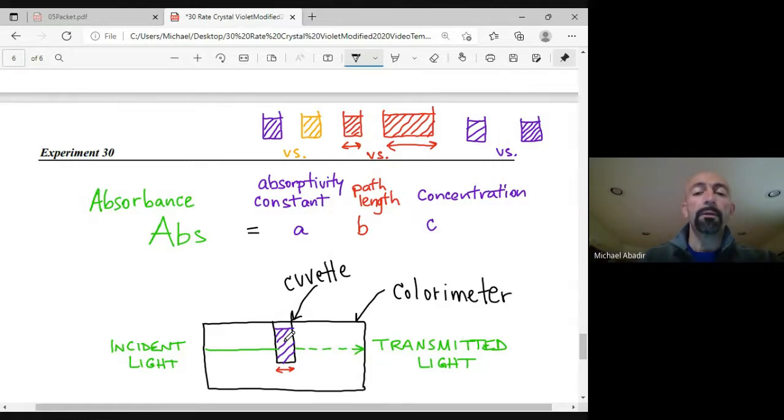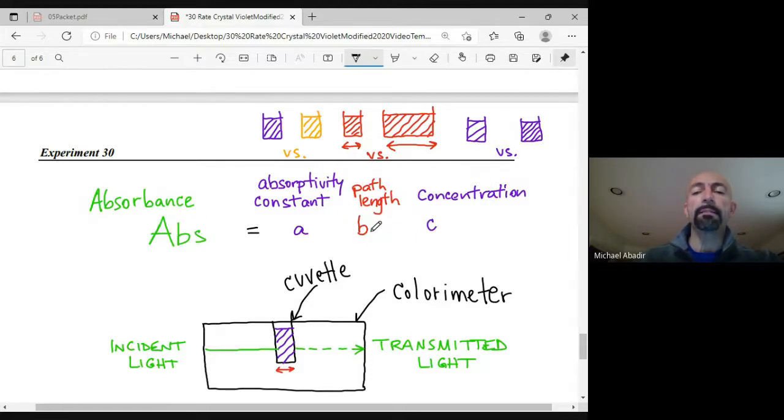So the absorbance of this sample depends on 3 factors. We call them A, B, and C. Let's start with C first. C stands for concentration. The more concentrated this solution is, the more light it will absorb. So if you had this solution on your left here versus this one on the right, the one on the right absorbs more light because it's more concentrated. So these are directly related. The higher the concentration, the higher the absorbance. The next thing is the path length.